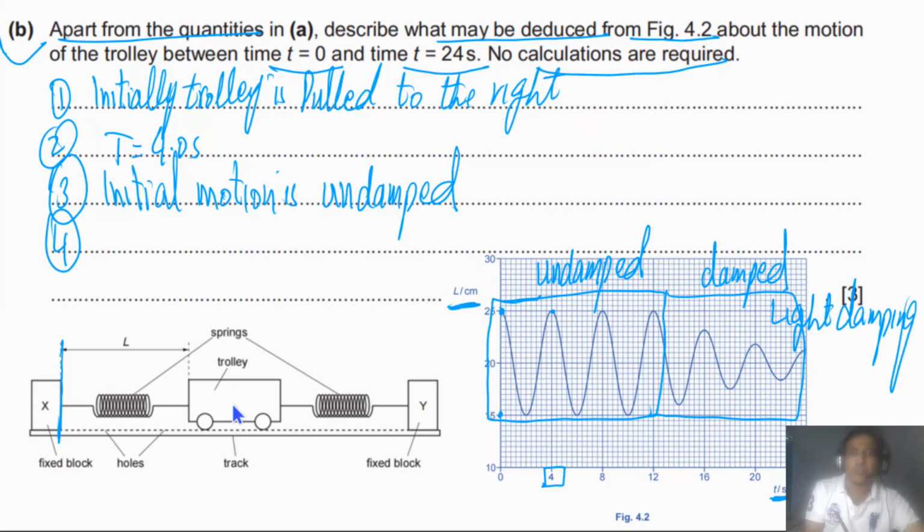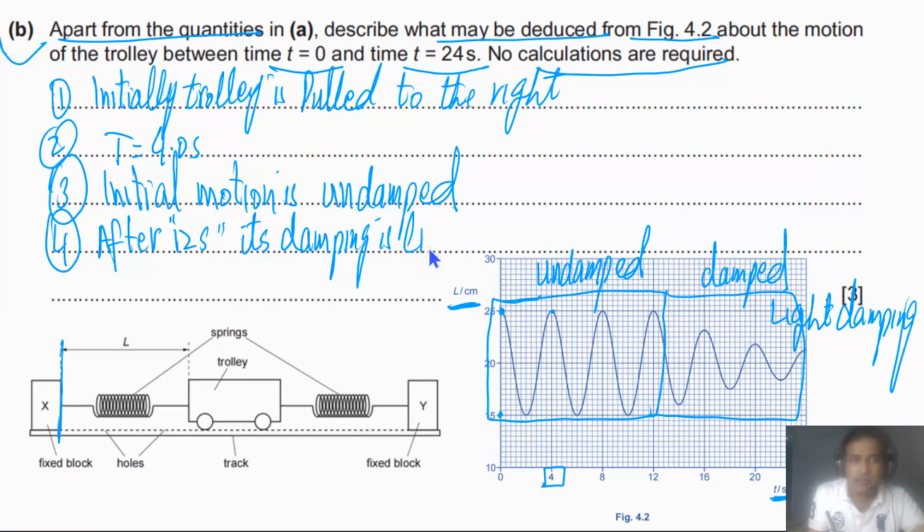And the fourth point we can say is light damping. After 12 seconds, its damping is light damping. So in simple language you can say after 12 seconds, light damping. It's an easy way to write it. After 12 seconds light damping means the motion is damped.